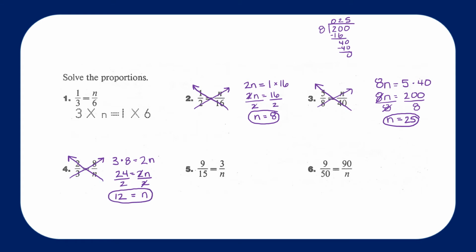Question number 5. 15 times 3 equals 9 times n. 15 times 3 equals 45. 45 equals 9 times n. Divide by 9, divide by 9, cancel each other out. N equals 5.